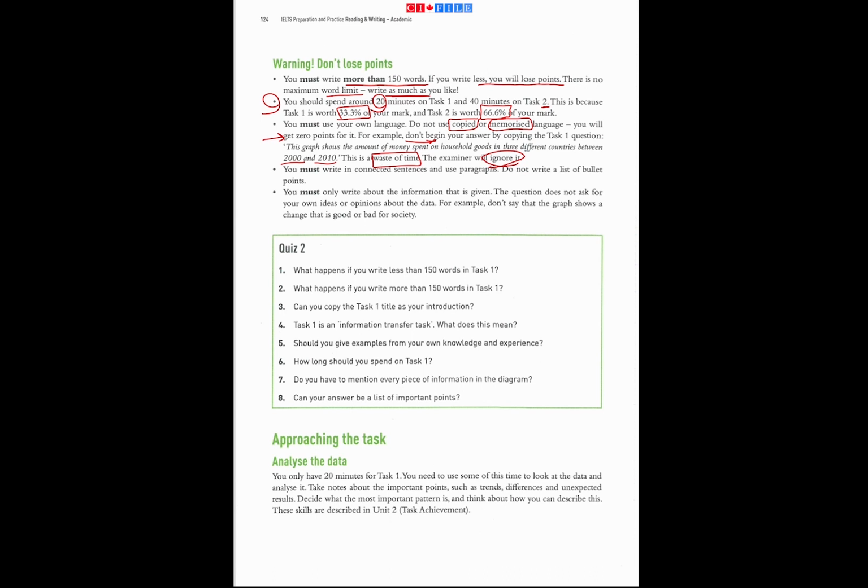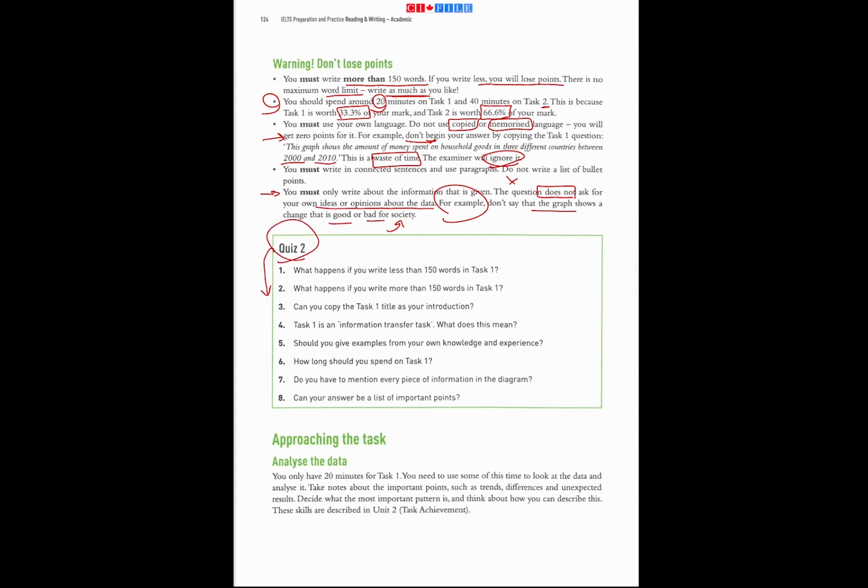You must write in connected sentences and use paragraphs. Do not write a list of bullet points. You must only write about the information that is given. The question does not ask for your own ideas or opinions about the data. For example, do not say that the graph shows a change that is good or bad for society.